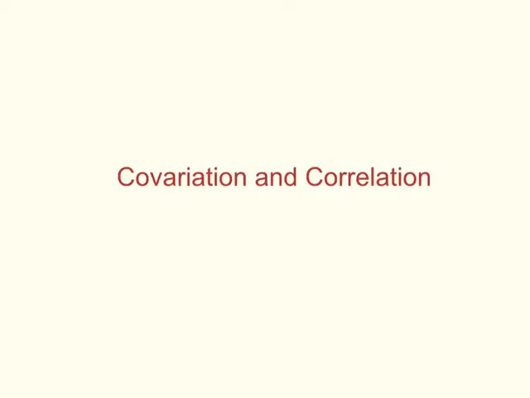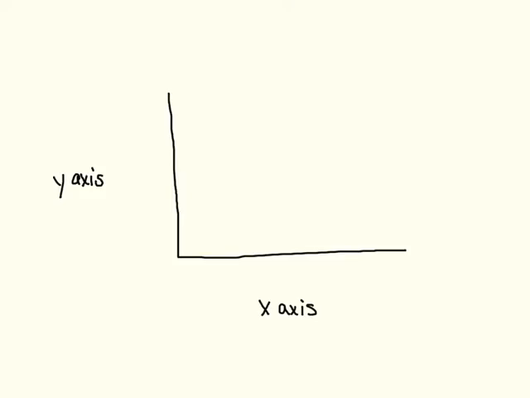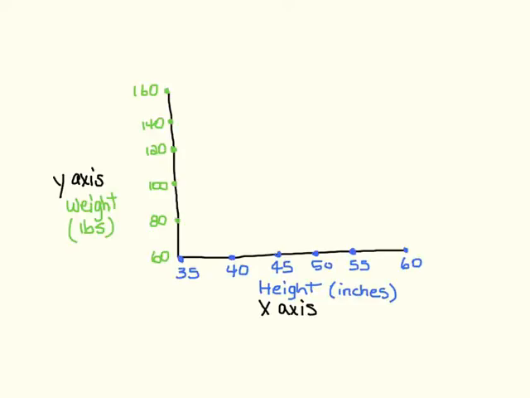This video talks about covariation and correlation. Covariation describes the relationship between two variables, and this kind of relationship is often expressed with a scatter plot, where here we have the x-axis and the y-axis. We're going to talk about the relationship between height and weight, so we'll put height here on the x-axis, and we'll put weight on the y-axis.